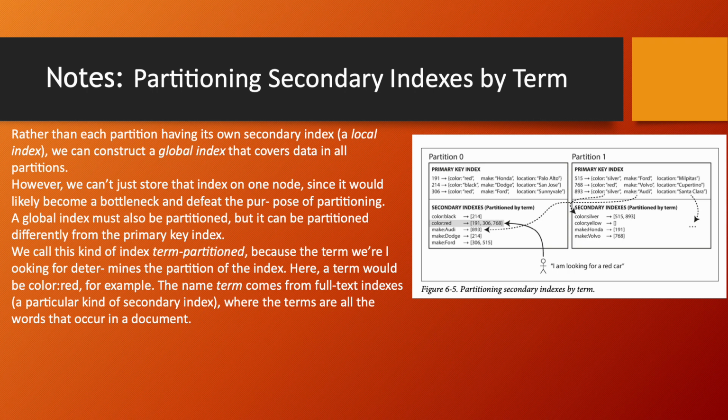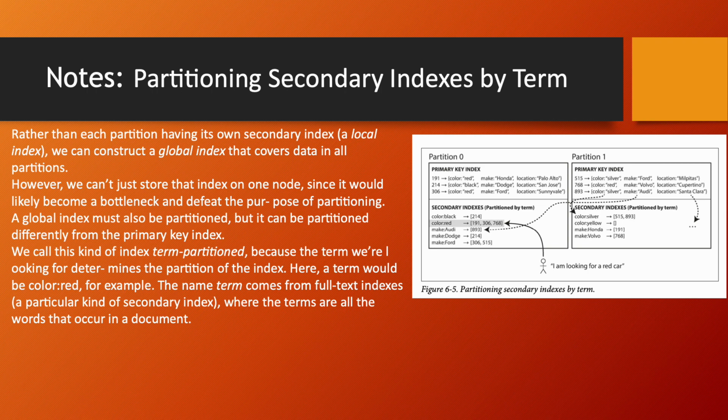Partitioning secondary indexes by term. This cartoon shows partitioning secondary indexes by term. Here, rather than each partition having its own secondary index, that is a local index, we can construct a global index that covers the data in all partitions. However, we can't just store that index on one node, since it would likely become the bottleneck and defeat the purpose of partitioning. A global index must also be partitioned, but it can be partitioned differently from the primary key index. We call this kind of index term-partitioned, because the term we are looking for determines the partition of the index.